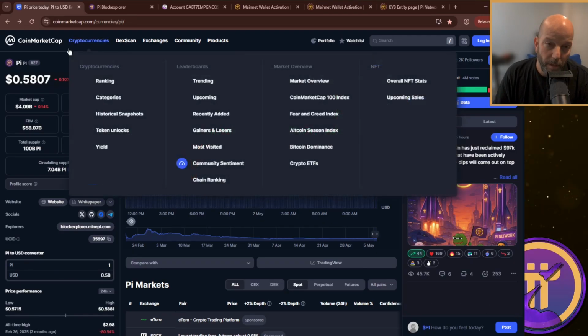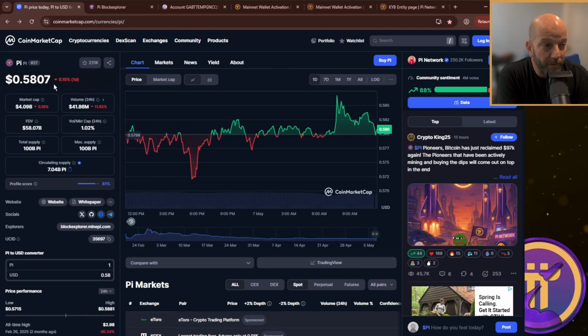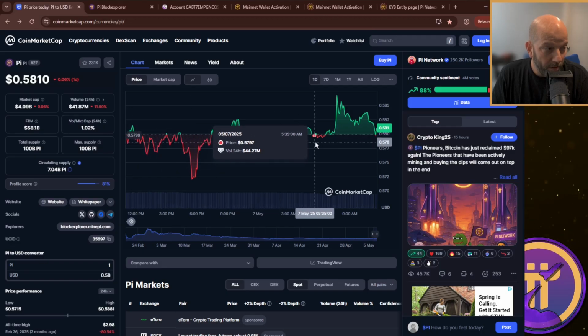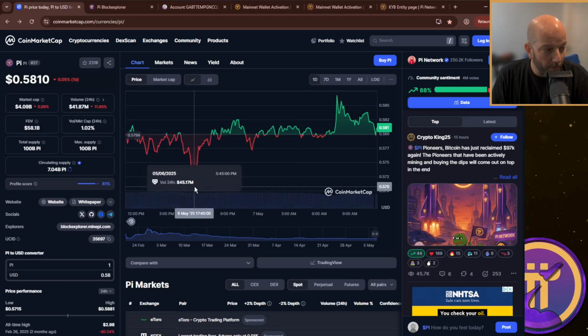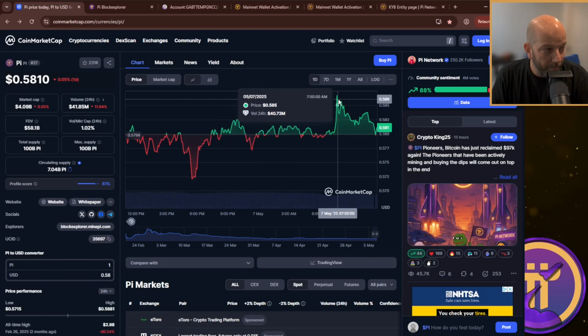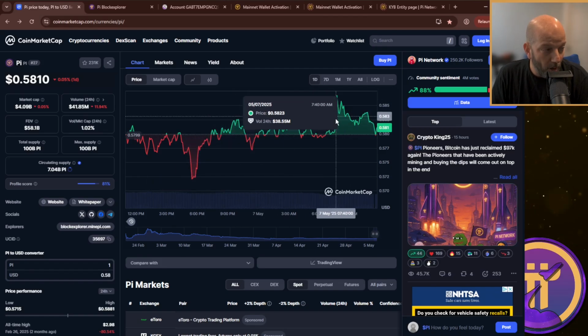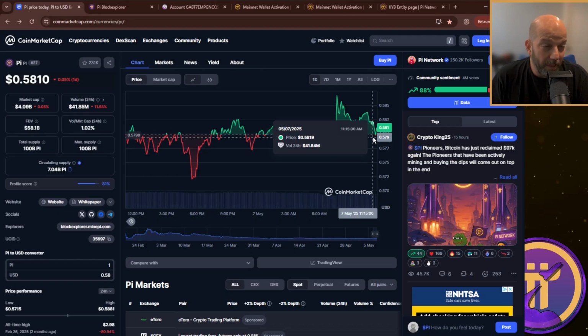the open markets. Looking at the price action, the Pi coin is currently trading at 58 cents, which is down 0.1% from this time yesterday, with a market cap of $4.09 billion and a daily trading volume of $41.87 million. And as you can see from the chart, the price has been relatively stable. There was a drop here, but then it had a peak here, which kind of offset that, and it's been settling down now to its median price of about 58 to 59 cents.